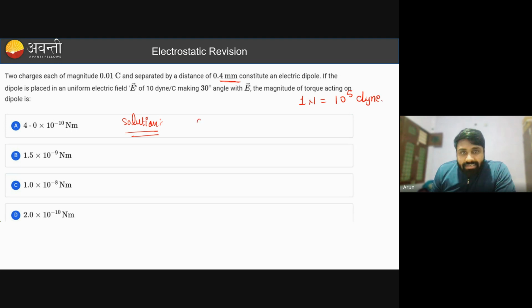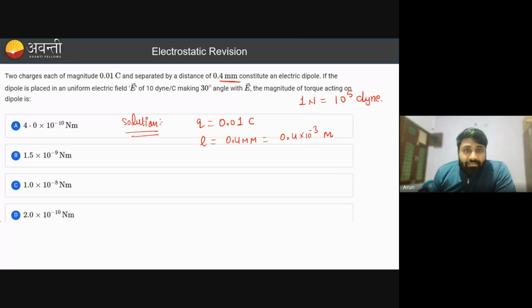Now, the charge that has been given is 0.01 coulomb. And there are two charges, obviously opposite in nature, and the distance between them, let's say L, is nothing but 0.4 mm, and we will convert it into meter. So 0.4 into 10 raised to the power minus 3 meter.